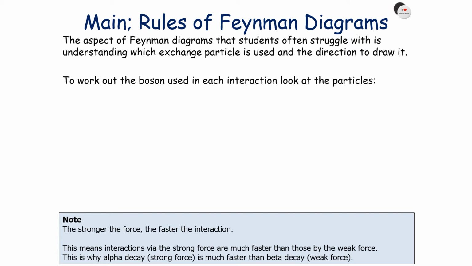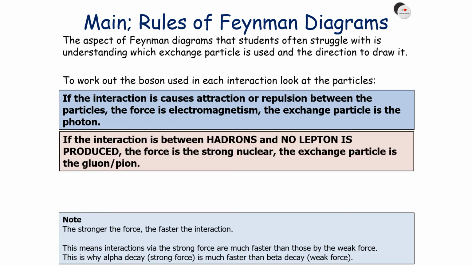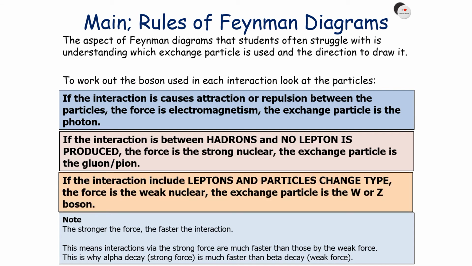So the aspect of Feynman diagrams that students often struggle with understanding is which exchange particle is used and the direction to draw it. So to work out the boson used at each interaction, look at the following particles. If the interaction is causing attraction or repulsion, well, the force must be electromagnetism, so the exchange particle is the photon. If the interaction is between hadrons only and there's no leptons being produced, the force must be the strong nuclear, and the exchange particle is the gluon or the pion. And finally, if the interaction includes leptons and particles change type, well, the force involved is the weak nuclear, so the exchange particle is the W or the Z boson.